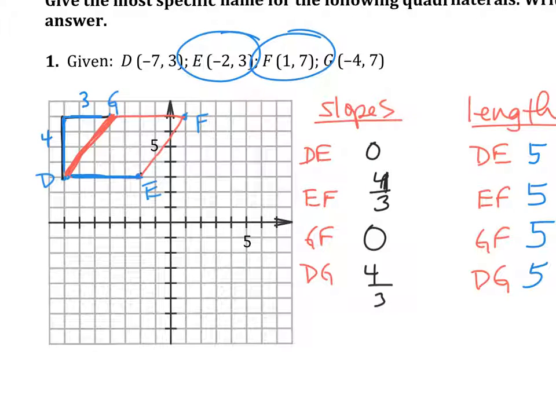So opposite sides are parallel, but they are not perpendicular. We don't have any perpendicular sides. But all the sides are equal, making it not a square, because we don't have right angles. It's a rhombus.